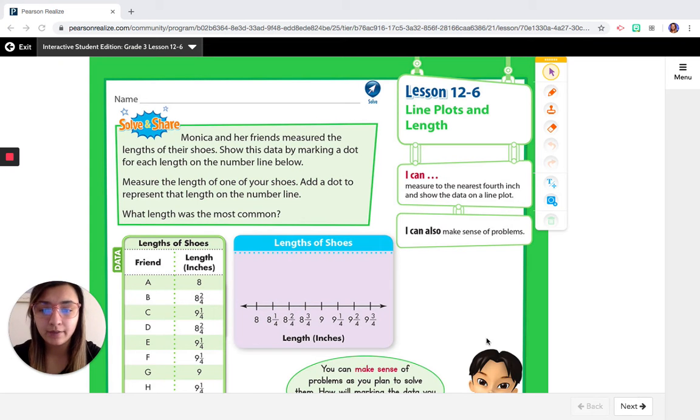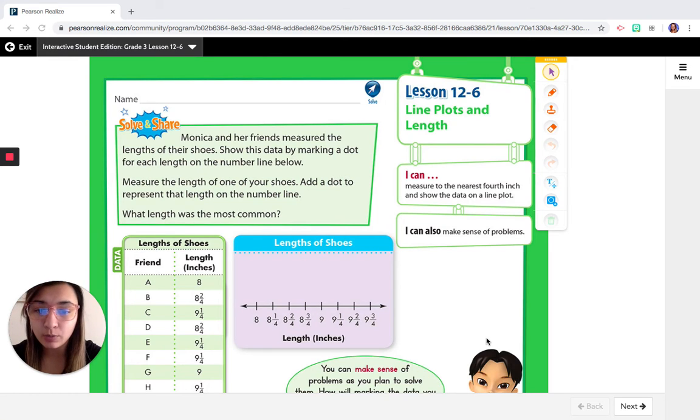All right, so what we have here is our solve and share, and like I said, we're working on line plots and length. So I'm going to go ahead and read the question to you. It says, Monica and her friends measured the lengths of their shoes. Show this data by marking a dot for each length on the number line below. Measure the length of one of your shoes, add a dot to represent that length on the number line. What length was most common?